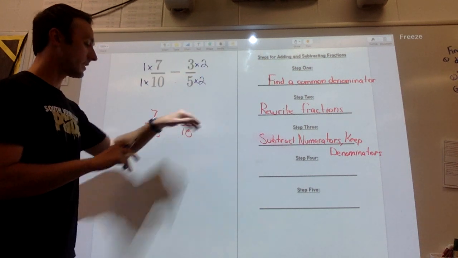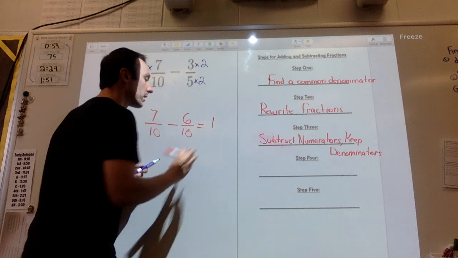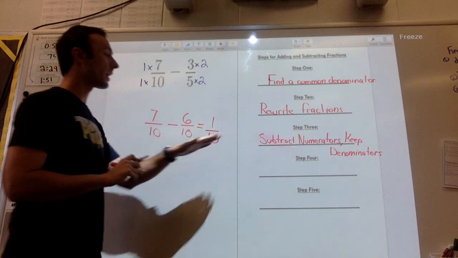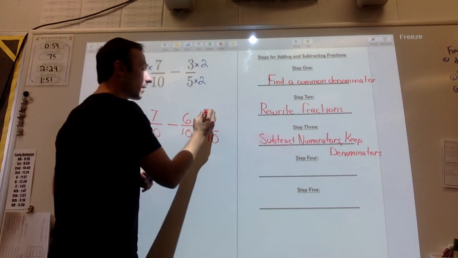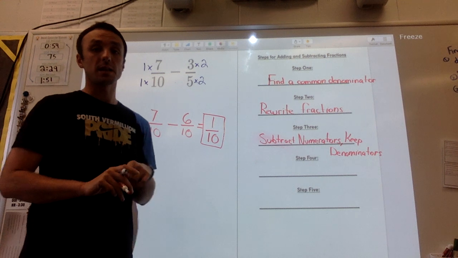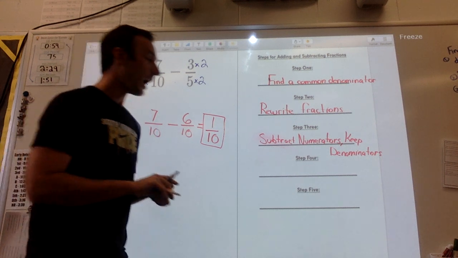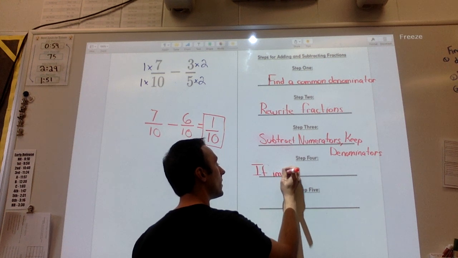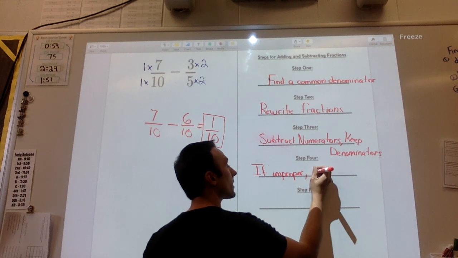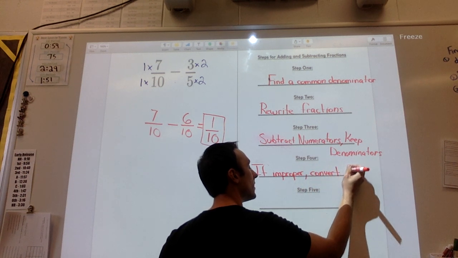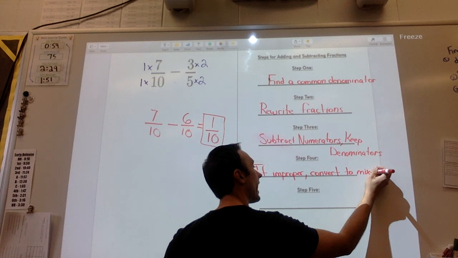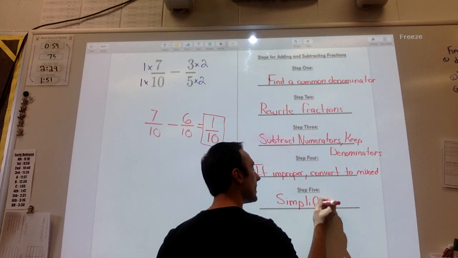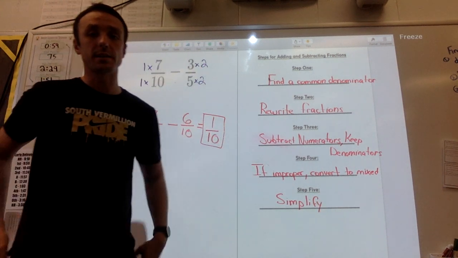So 7 minus 6 is 1, and we keep the denominator the same, which is 10. So I have 1/10, and that is my final answer in this problem. On some problems, like the next problem, we'll have a couple more steps. Step 4 would be, if improper, convert to mixed. And for step 6, with every problem we do with fractions, we always check at the very end to see if we can simplify. We check to see if we can simplify.